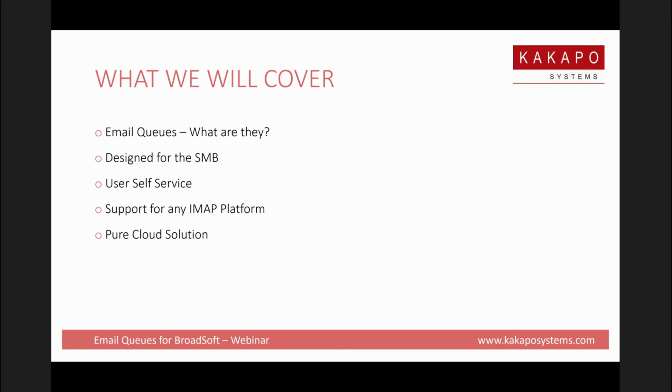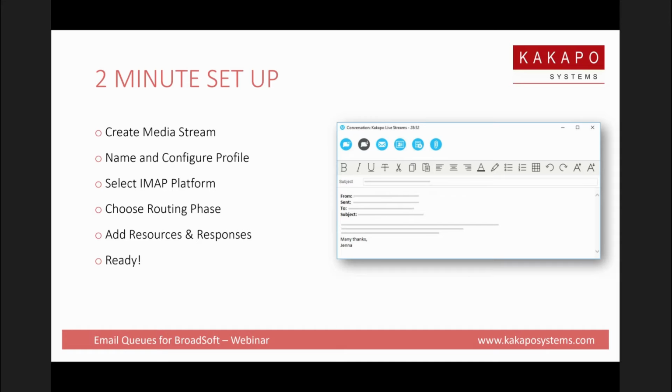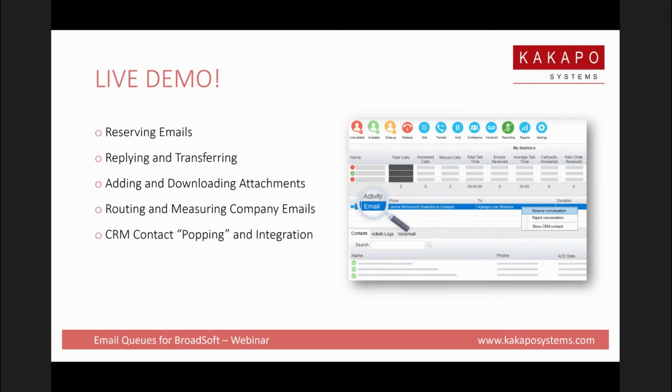Right, with that, let's just have a look. 2 minute setup. We're going to show you all of this stuff live, and we're going to build it from scratch, from the ground up. And then we're going to do a live demo. We're going to send some emails in and see if it all works. As with the other Unity Contact Center capabilities, we've got CRM integration and all that kind of stuff. So that's also going to be part of this demo. Reserving emails, actually hands-on managing these emails and then adding attachments, all that kind of stuff.